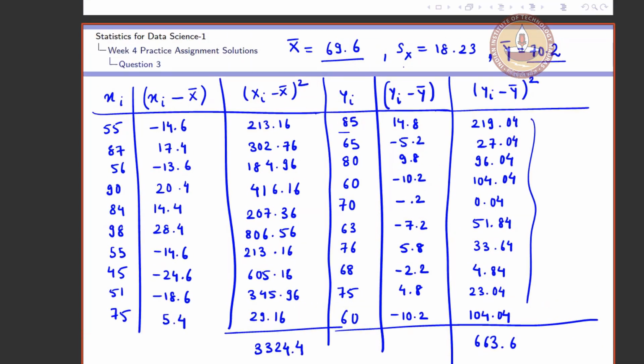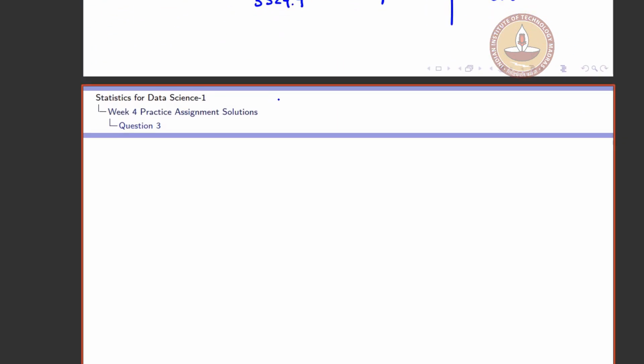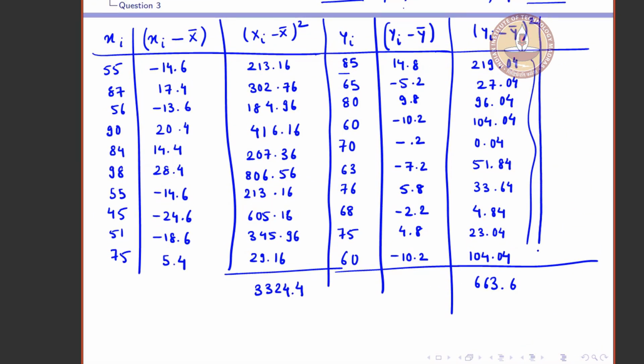So in order to find the correlation coefficient, we will first find the covariance. So let's write the formula for covariance. Covariance of xy is the sum over the product of deviations, that is xi minus x bar into yi minus y bar, where i is varying from 1 to 10, divided by 10. So let's make a separate column here. This is going to be xi minus x bar into yi minus y bar.